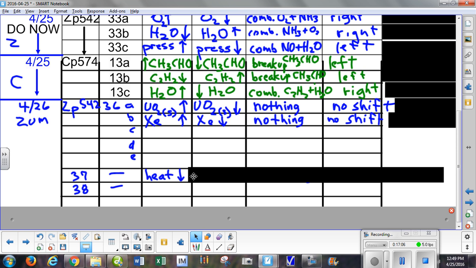So what does LeChat want to do? Because that's something he can deal with. He wants to get the heat up. Now, we're going to shift to the side that produces heat. So what are we putting together to make that heat?